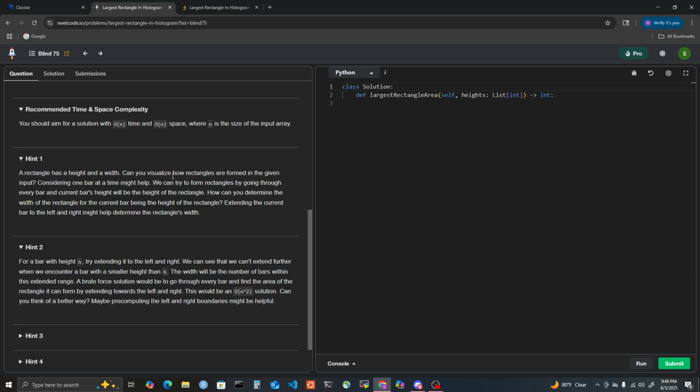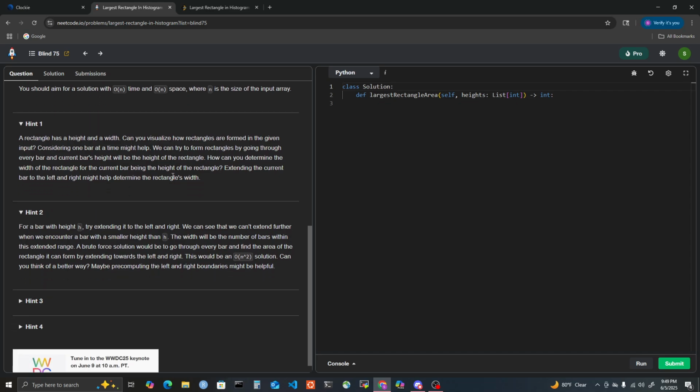Okay. For a bar with height h, try extending it to the left and right. We can't extend further when we encounter a bar with a smaller height than h. Yeah, that's like O(n squared). The width will be the number of bars this brute force approach would go through. It can form by extending towards left and right. This would be O(n squared). Can you get a better way?